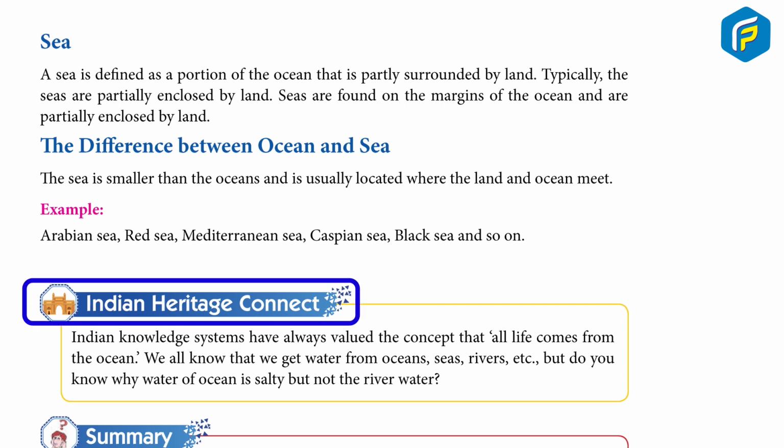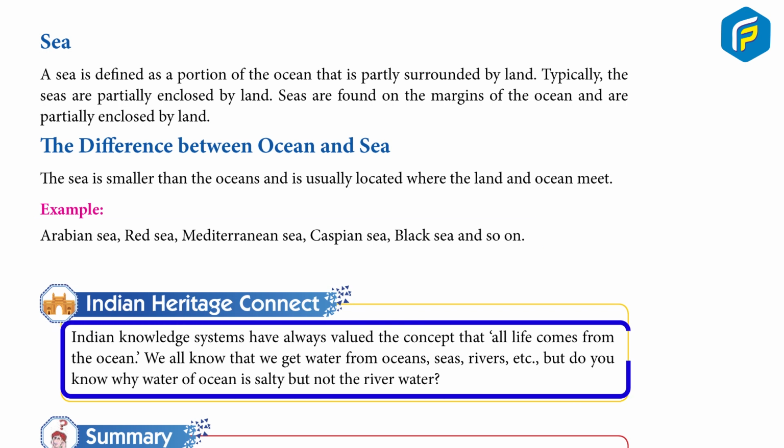Indian Heritage Connect. Indian knowledge systems have always valued the concept that all lives come from the ocean. We all know that we get water from oceans, seas, rivers, etc. But do you know why the water of the ocean is salty but not the river water?